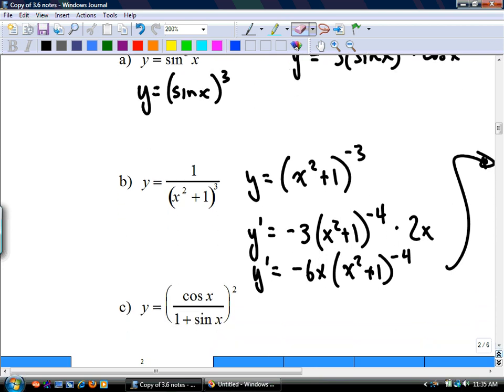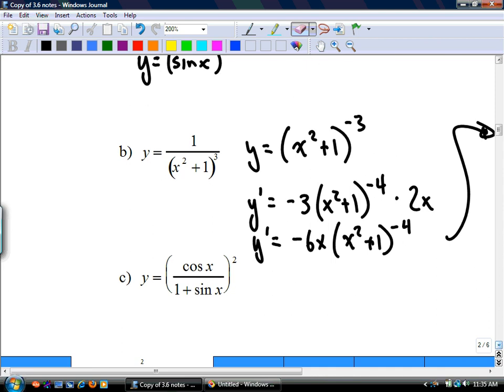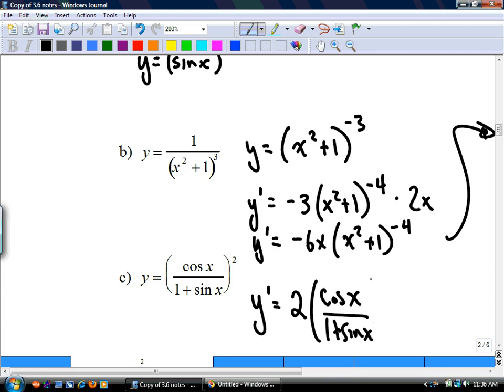Okay, C. You are not gonna like me. Can anybody predict why this one's gonna be not in the liking mode? Oh, it's got all sorts of good stuff going on. Derivative of the outside, 2, open a bracket, cos x over 1 plus sine x to the power of 1, times... dun, dun, dun.